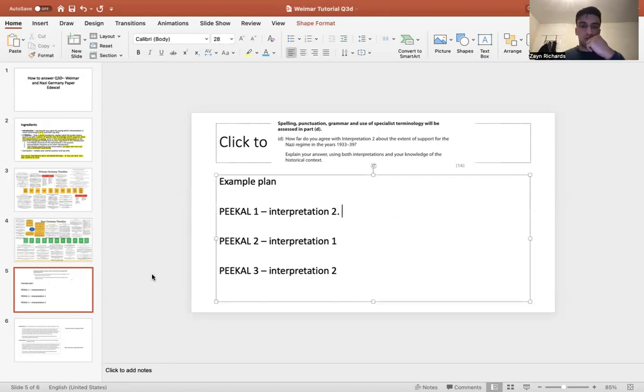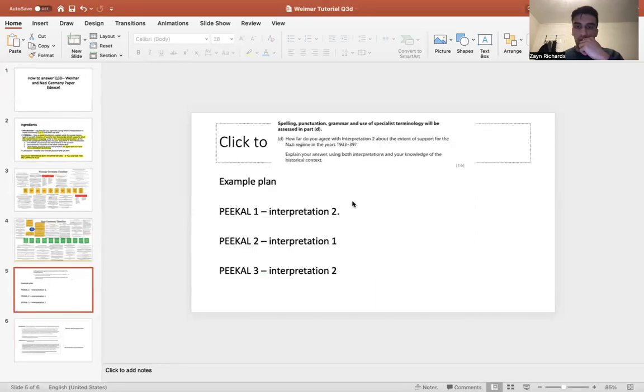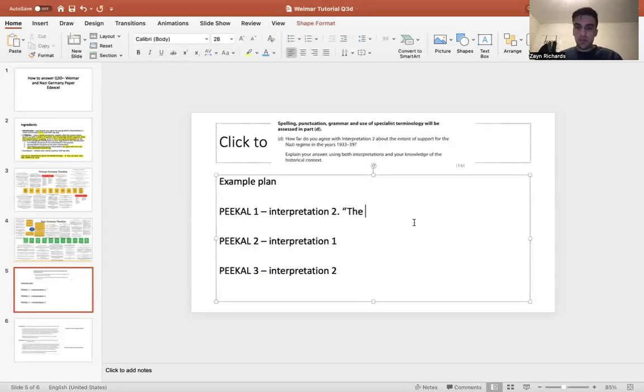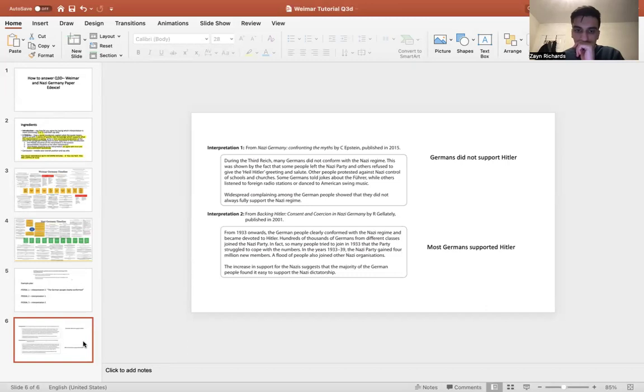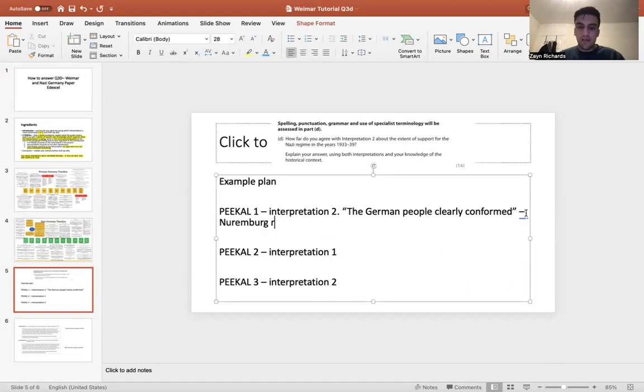For interpretation two, the quotes I'll pick out. So the first quote I'm going to pick out is going to be the German people clearly conformed. That is what I'm going to talk about. So I'm going to talk about their Nuremberg rallies and films in Nazi society.